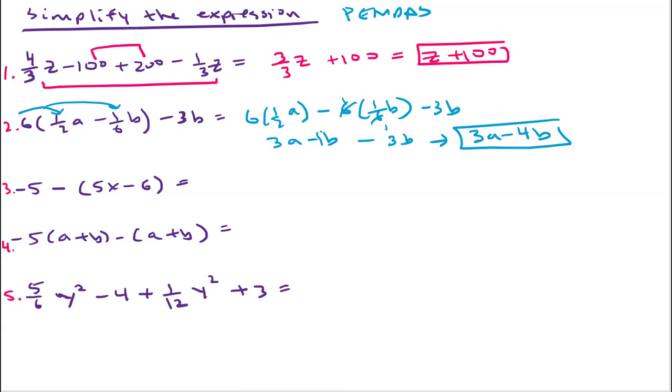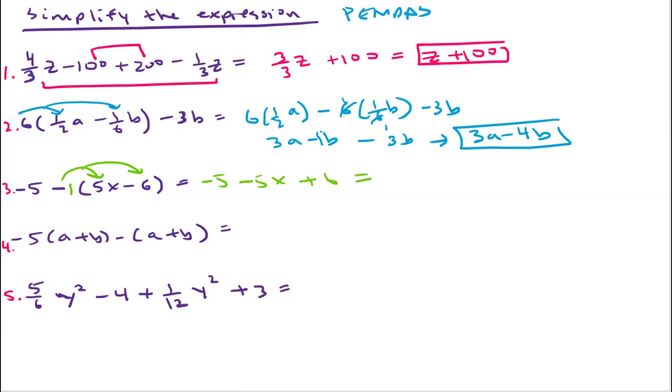Okay. For the next one, same thing, right? We do inside the parentheses first, but again, we can't simplify that any further. So we take that negative 1 here and then we distribute it. Okay. So negative 1, distribute that to each term. So we get negative 5 minus 5x plus 6.